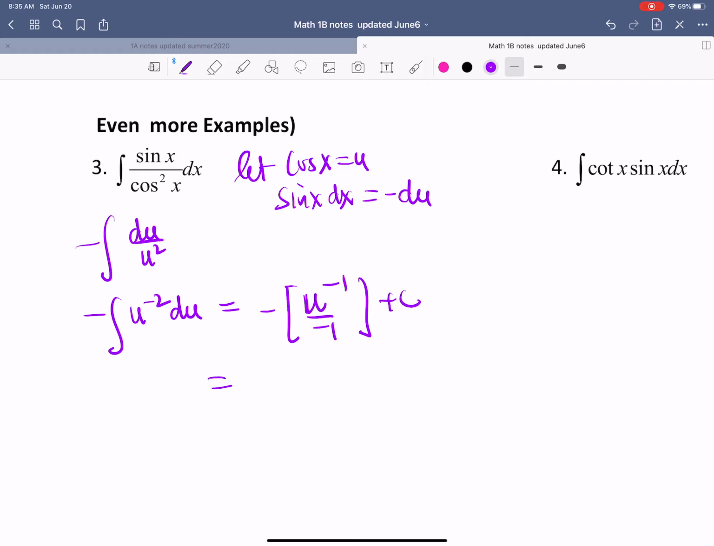The negative and negative will make it a positive, so it's just u to the power negative 1, which is 1 over u plus c. And that's 1 over cos x plus c is what I would be left with.